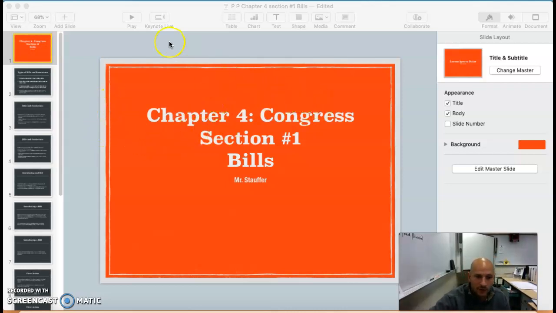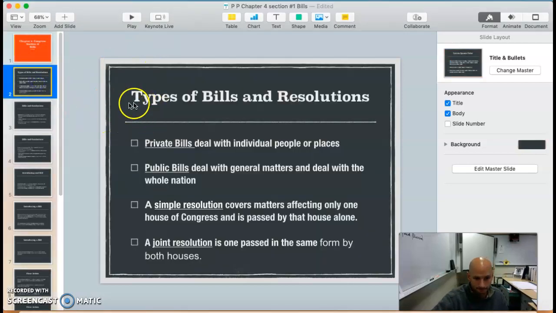We're going to start discussing, now that we've gone over the amendments and the different political parties, how a bill is formed. The first part of chapter 4 is how a bill becomes a law and some of the things that are added in bills that you may not have known before.